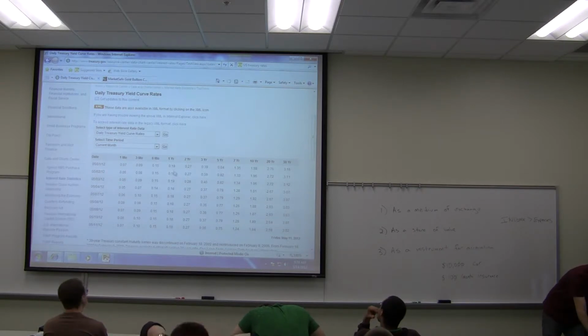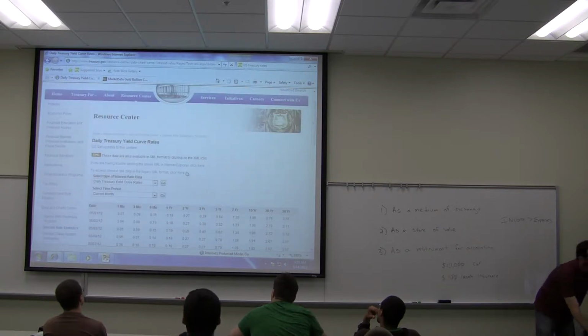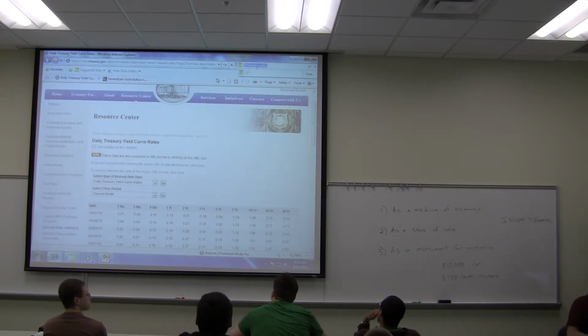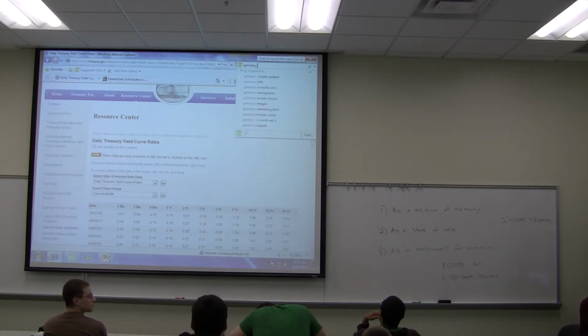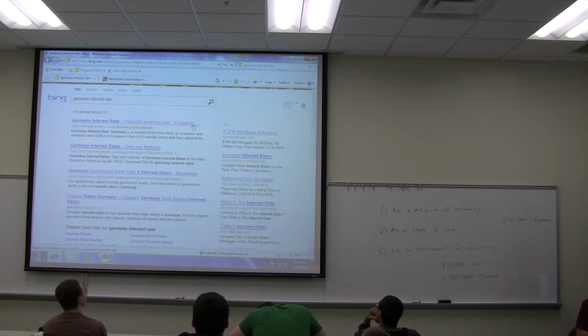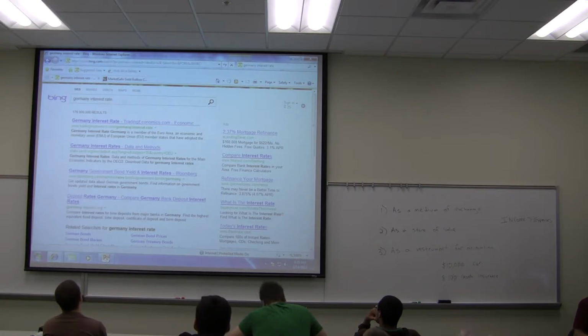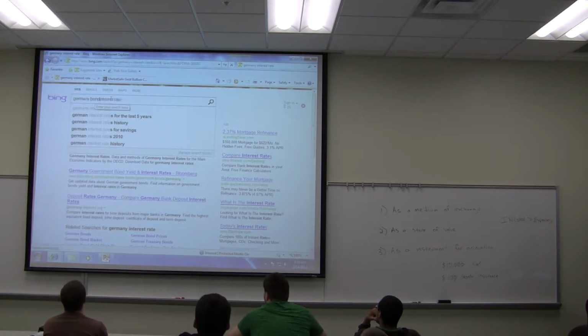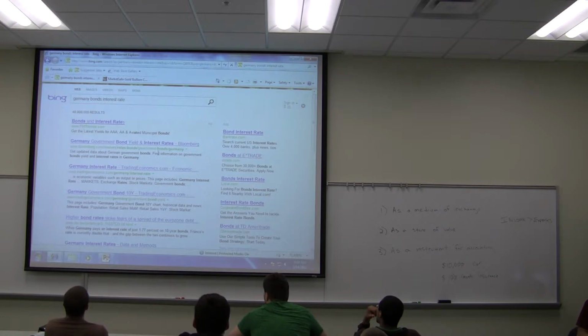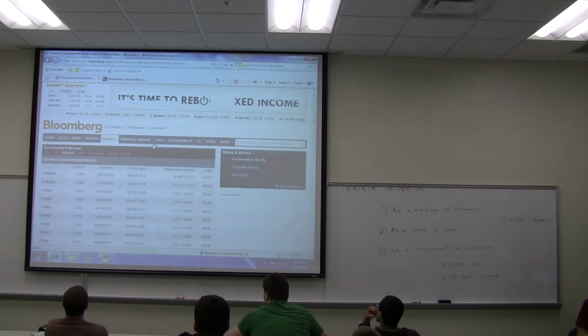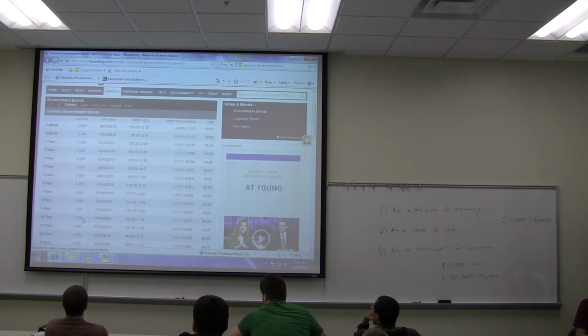Look at this 1 year, 0.19%. That's crazy. What about other countries? Denmark. Let's look up Germany. All right, this will be good for a laugh. Okay, so Germany, for 10 years, 1.75, really good interest rates for Germany.